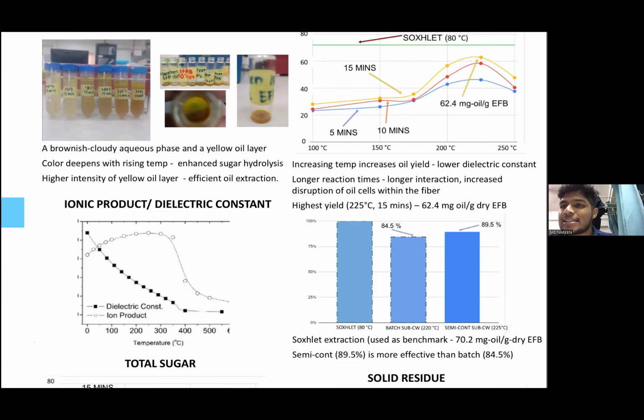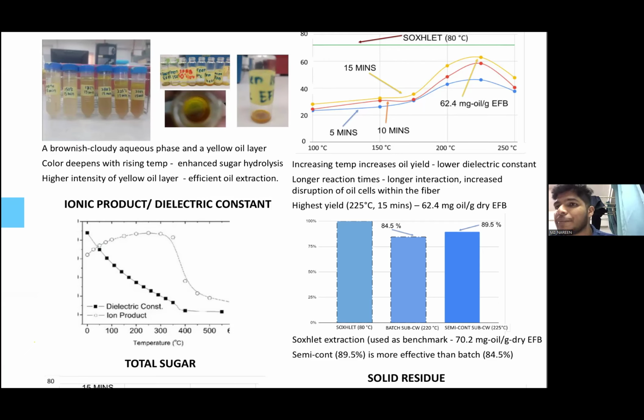Similarly, in this reaction, based on the graph, a slow, almost constant increase is observed from 100 degrees to 175 degrees. At 175 degrees, there is a very steep increase until it peaks at 205 degrees, which records the highest value, and then it degrades. The drop in the oil yield could be because of the degradation of the oil.